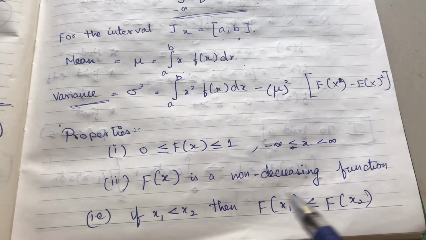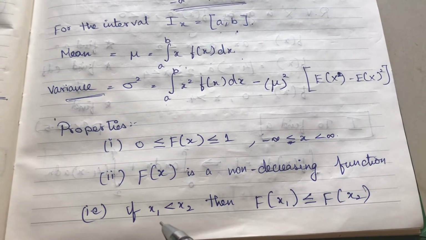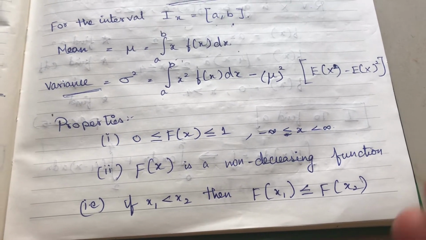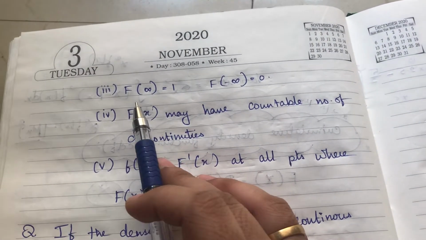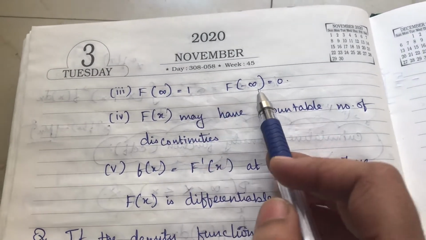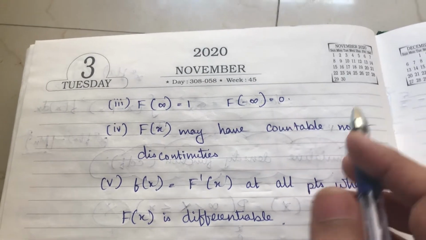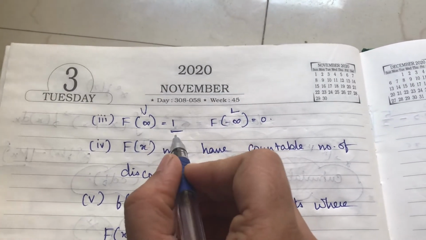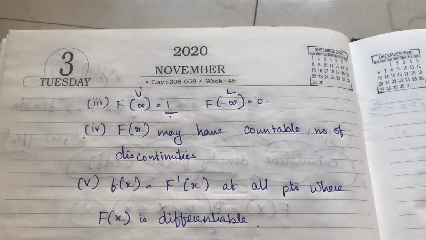F of x is a non-decreasing function. If x1 is less than x2, then F of x1 is less than or equal to F of x2. Next, F of infinity is equal to 1 and F of minus infinity is equal to 0. This is the lower limit and this is the upper limit. Likewise, the upper limit should be 1 and the lower limit should be 0.